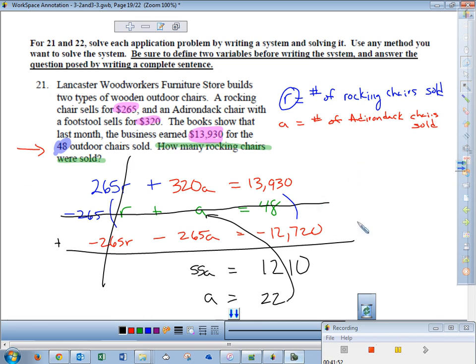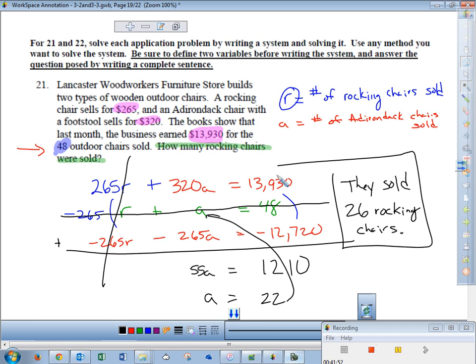So complete sentence. They sold 26 rocking chairs. Or you could say 26 rocking chairs were sold, something in a complete sentence that starts with a capital letter and ends with a period. Define variables accurately, set up 2 equations, solve the system, answer the question in a complete sentence.